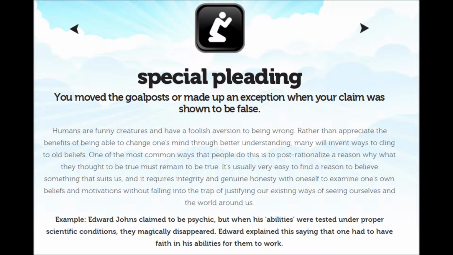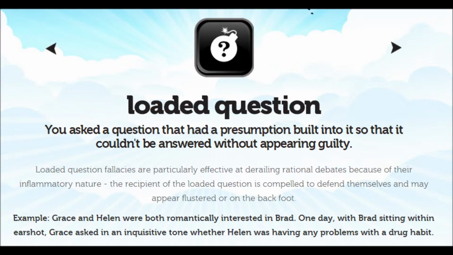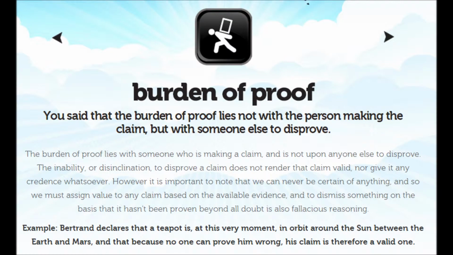11. Burden of proof. You said that the burden of proof lies not with the person making the claim, but with someone else to disprove. The burden of proof lies with someone who is making a claim, and is not upon anyone else to disprove. The inability, or disinclination, to disprove a claim does not render that claim valid, nor give it any credence whatsoever. However, it is important to note that we can never be certain of anything, and so we must assign value to any claim based on the available evidence, and to dismiss something on the basis that it hasn't been proven beyond all doubt is also fallacious reasoning. Example: Bertrand declares that a teapot is, at this very moment, in orbit around the Sun between the Earth and Mars, and that because no one can prove him wrong, his claim is therefore a valid one.